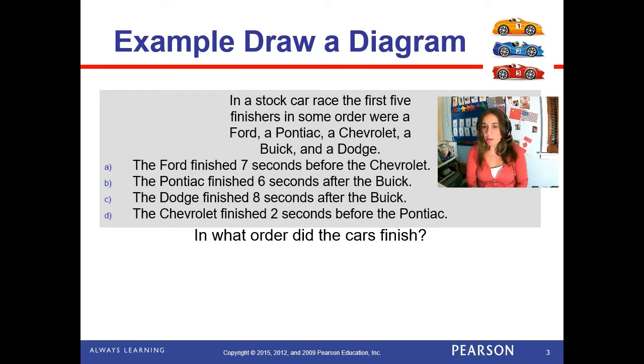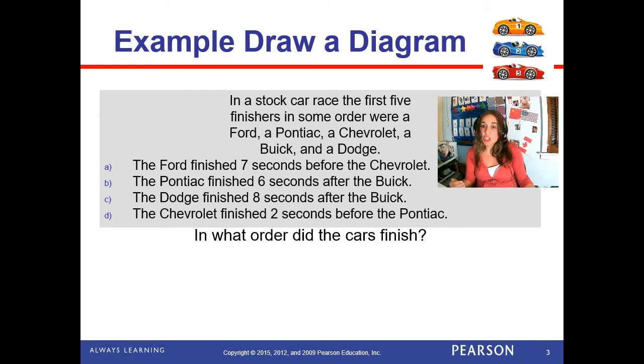So here's the problem we're given. It says in a stock car race, the first 5 finishers in some order were a Ford, a Pontiac, a Chevrolet, a Buick, and a Dodge. So I'm going to be thinking about Polya's first principle, making sure I understand the problem. We had a race between 5 cars, and A, B, C, and D here are telling me some clues about the order that they finished in.